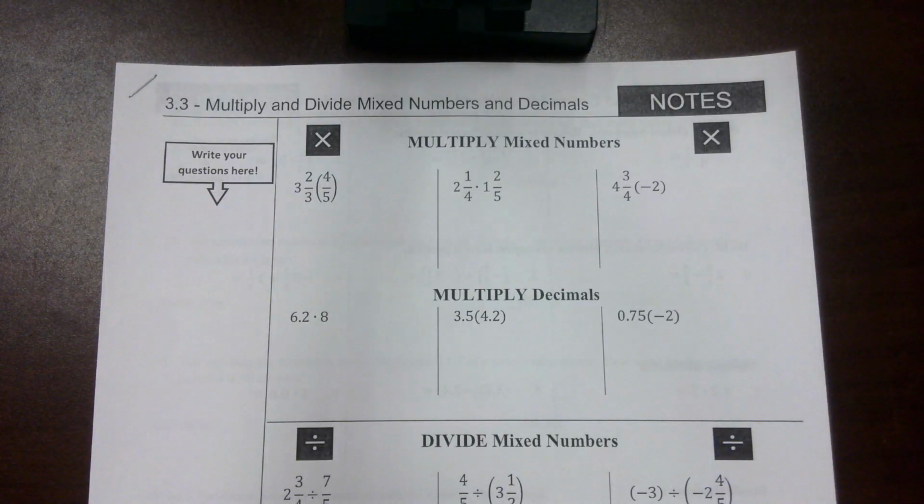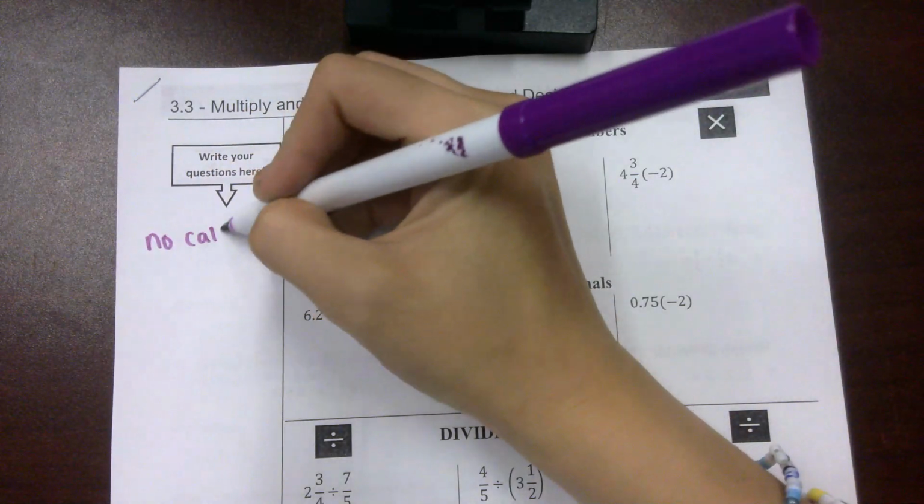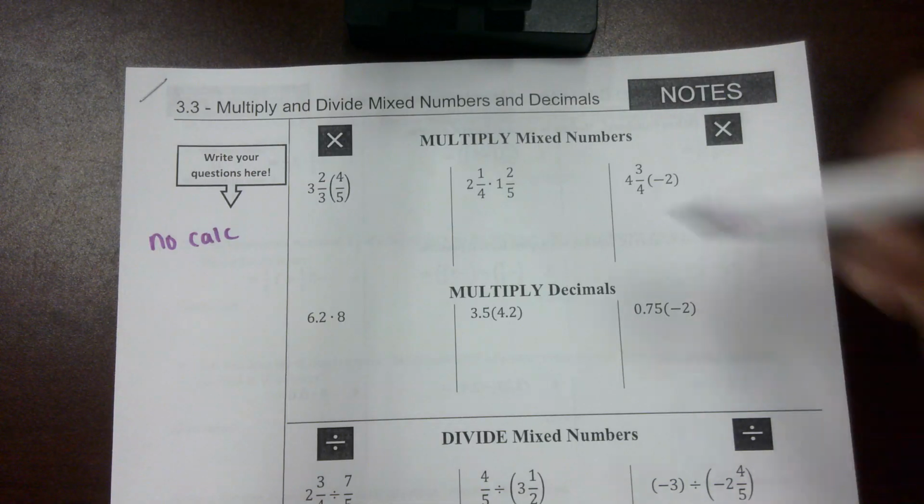Even more multiplying, even more dividing, but now we've got mixed numbers and decimals. So if you don't know your times tables, then it might be a little harder. Okay, so we're going to try no calculator again. The first thing that we need to do is get rid of our mixed numbers.